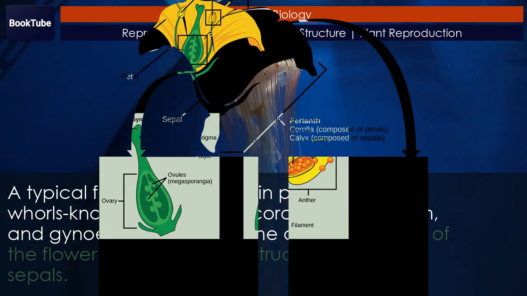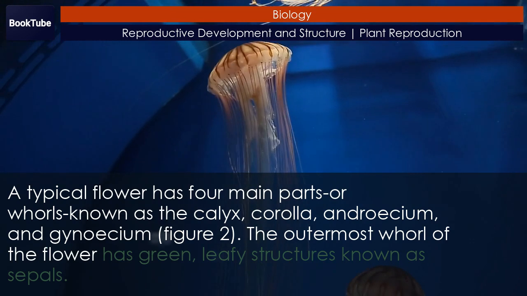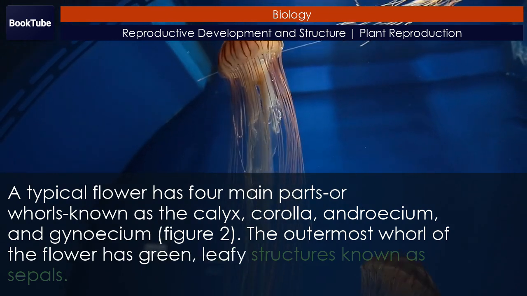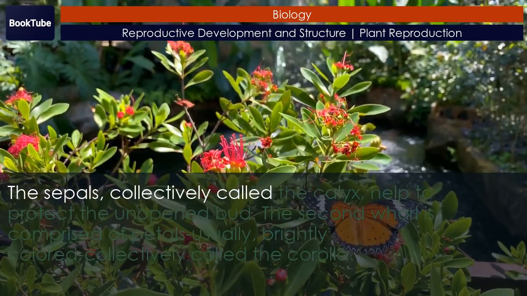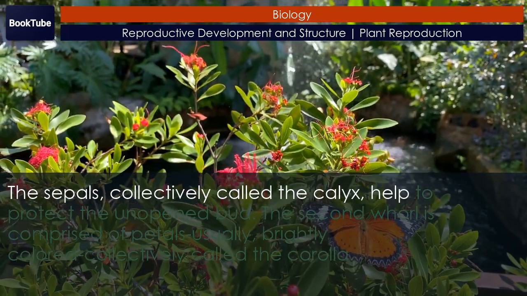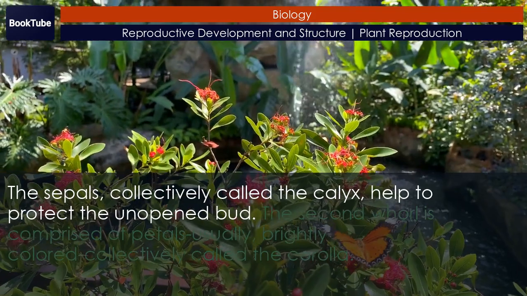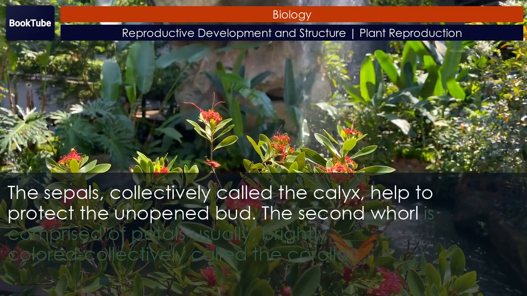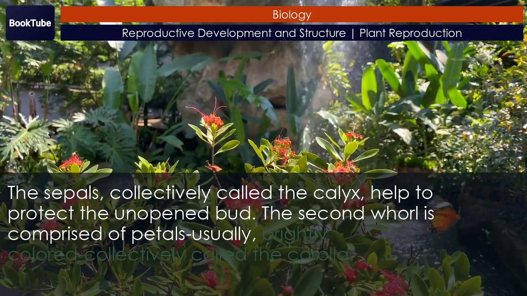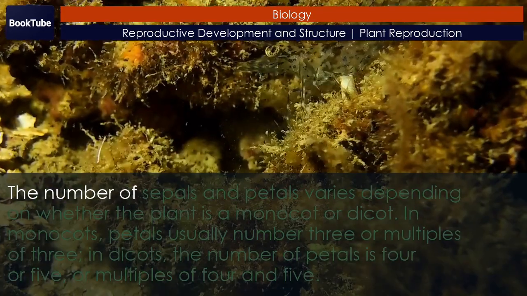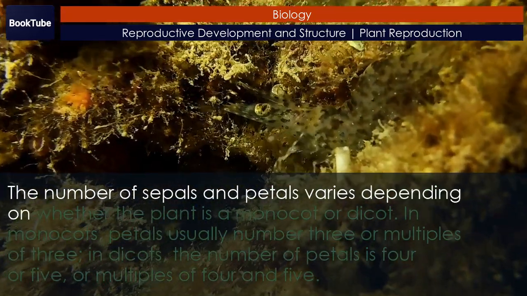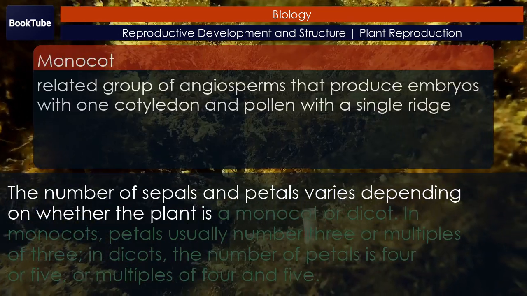Figure 2. The outermost whorl of the flower has green, leafy structures known as sepals. The sepals, collectively called the calyx, help to protect the unopened bud. The second whorl is comprised of petals, usually brightly colored, collectively called the corolla. The number of sepals and petals varies depending on whether the plant is a monocot or dicot.